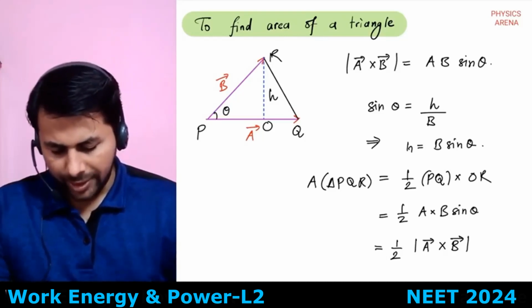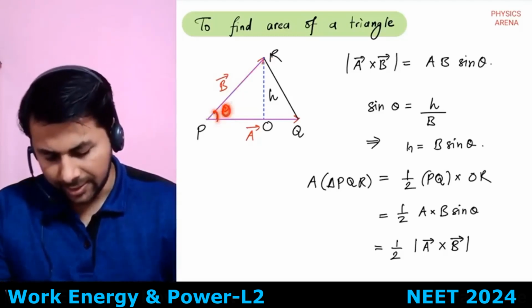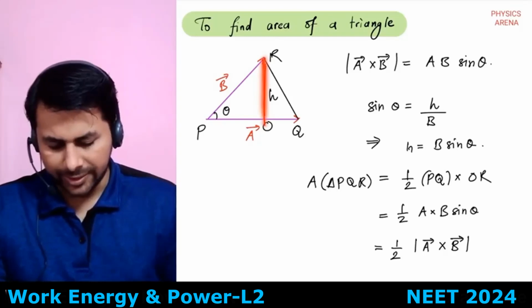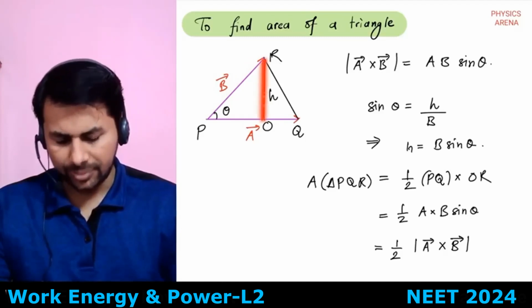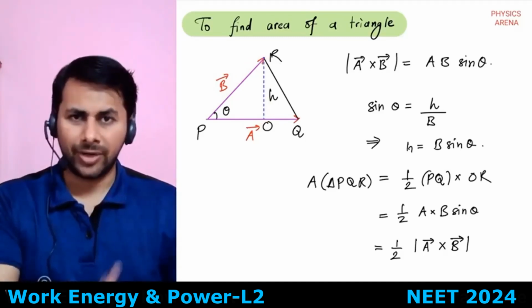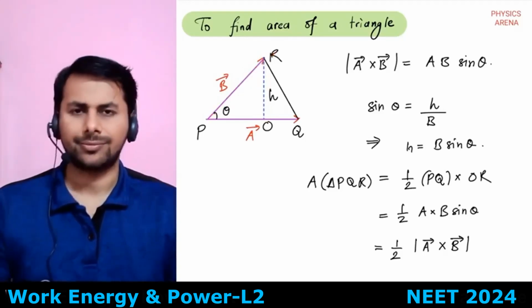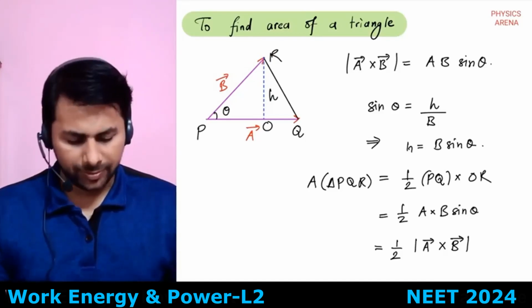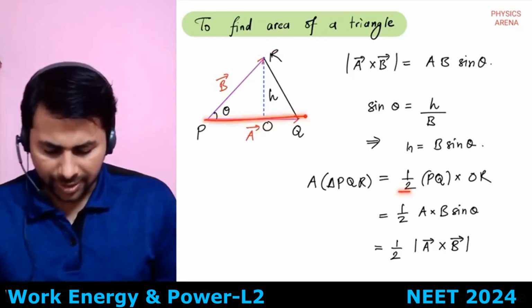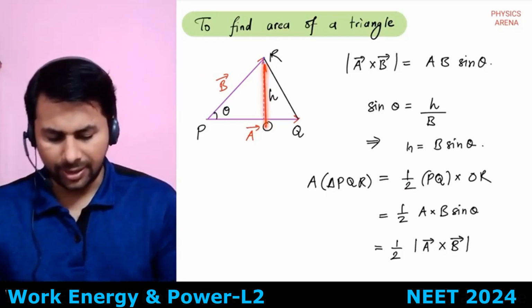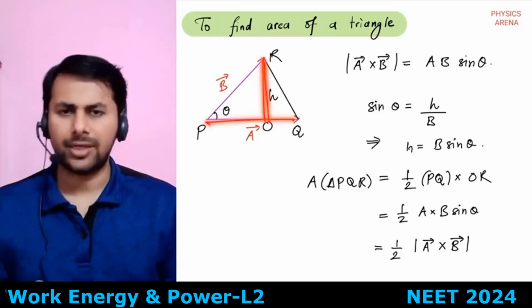So now if you find sine theta here, the angle between these two is theta. If you find sine theta, it will be the opposite side divided by the hypotenuse, right? So it is h upon b, because h is the height of this triangle and b is the hypotenuse. So what is the area of this triangle? It is half of the length of side PQ multiplied by the height.